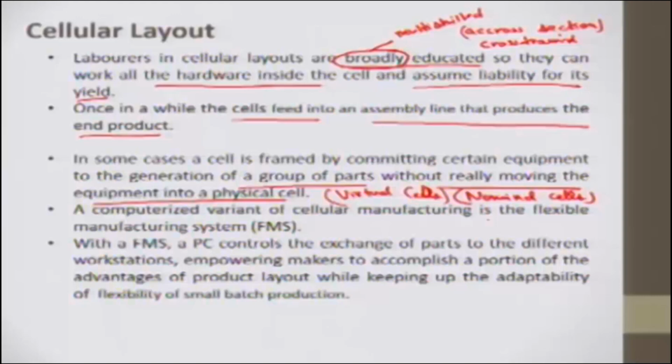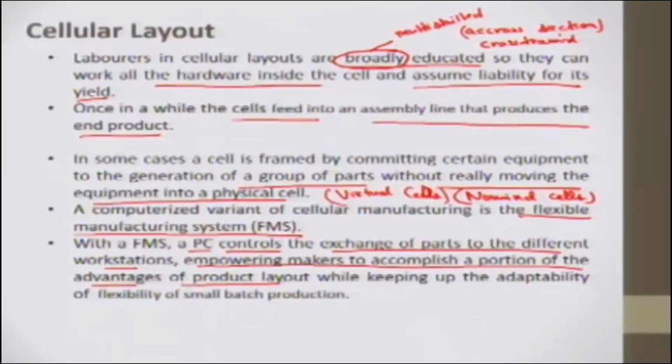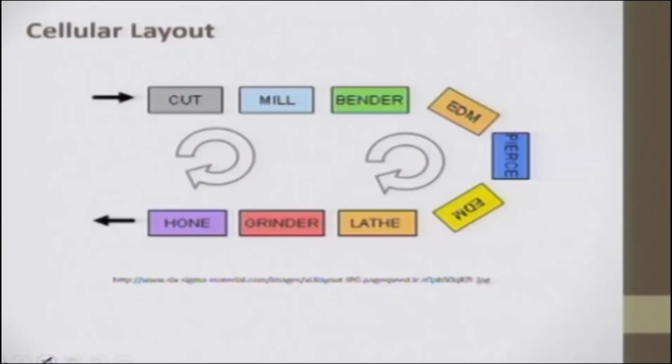So a computer variant of cellular manufacturing is known as flexible manufacturing system. In a flexible manufacturing system, a process computer controls the exchange of parts to the different workstations, empowering makers to accomplish a portion of the advantages of the product layout while keeping up the flexibility of small batch production. So what is FMS? What is flexible manufacturing system? I'll just put some more light into this.